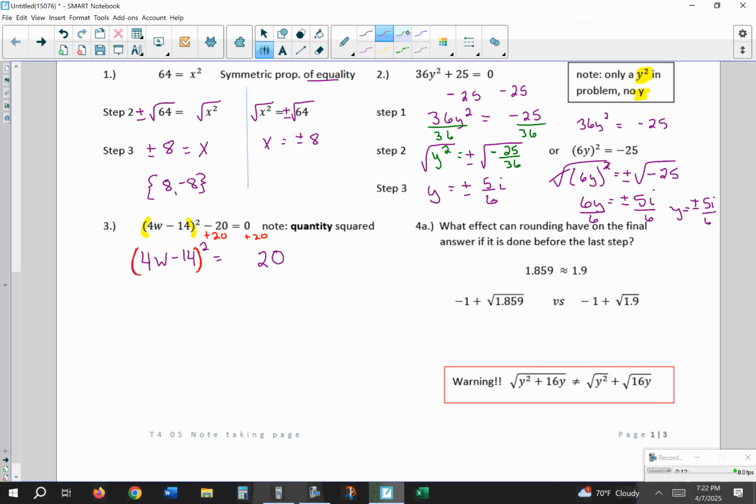I'm able to do my square root property. So square root of the left, because it's a quantity square, square root of the right. The square root undoes my square. It leaves me just the 4w minus 14. And I did forget to put in my plus minus. Let's go ahead and add that in.